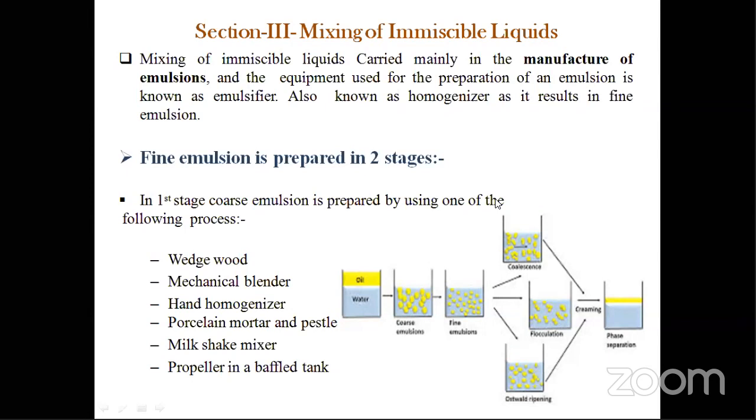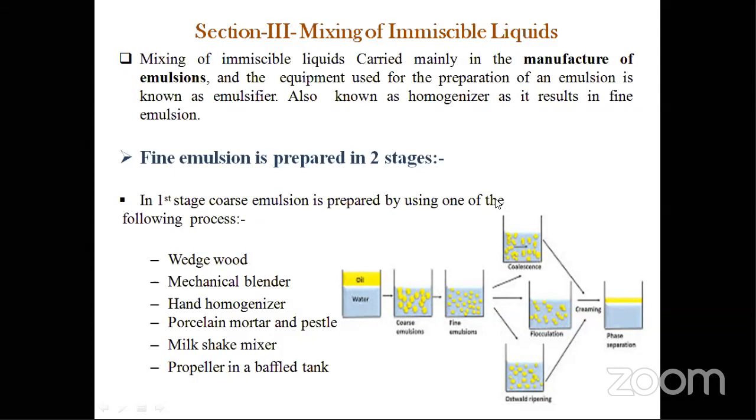Another is a milk shaker. By the milk shaking process, we can get the coarse emulsions. And another is a propeller with a baffle tank. If your tank is baffle constructed and a slow moving propeller is there, we can get proper coarse emulsions. So by using those equipments, we can get the coarse emulsion. It is the first stage of the preparation of emulsions. When we get the coarse emulsion, if we need coarse emulsion, then we collect it and package it.